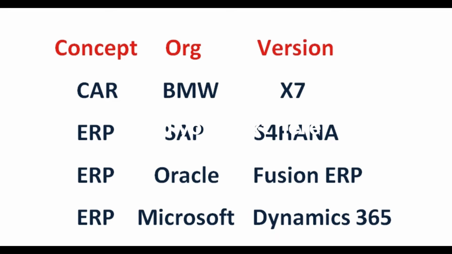Similarly, ERP is just a concept, like a car is a concept. Just like we cannot call every automobile a car, we cannot call every software an ERP. It should have some basic features, and we are going to look at what they are right now. SAP is one very popular organization providing ERP solutions to organizations. Oracle is also into it, and we have Fusion ERP, which is cloud-based, and Microsoft Dynamics 365, which is also cloud-based.